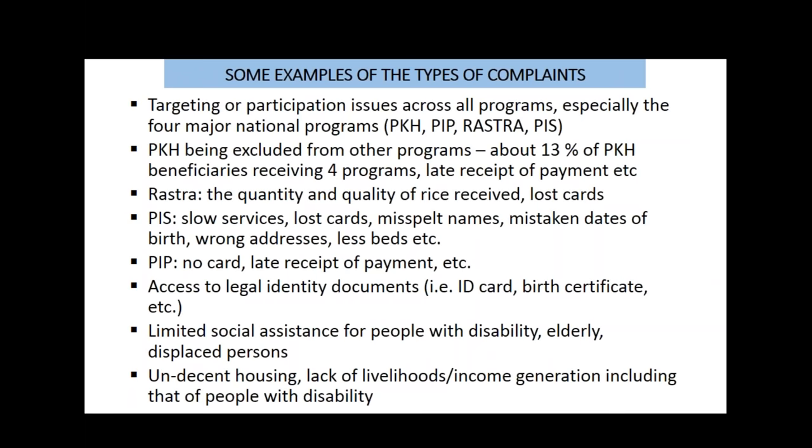And in regards to the subsidized rice for the poor, or RASTRA, part of the complaints being raised relate to quantity and quality of rice, lost cards, etc. Interestingly, SLRT also received complaints relating to access to legal identity documents, like ID card, birth certificate, etc. And also limited social assistance for people with disability, elderly, displaced persons, etc. And SLRT also received complaints in regards to indecent housing, lack of livelihoods or income generation, including that of people with disability. So these are some examples of the types of complaints received and resolved by SLRT.